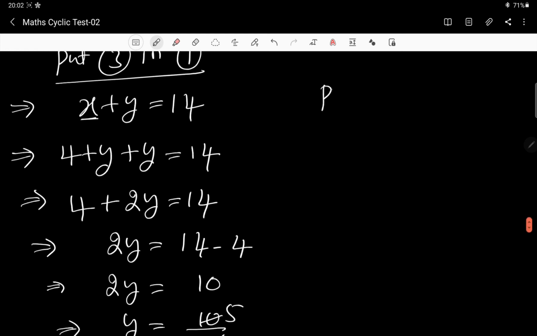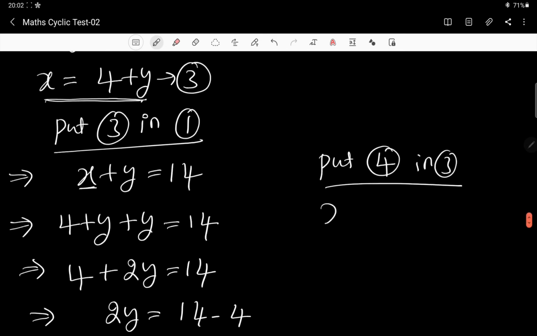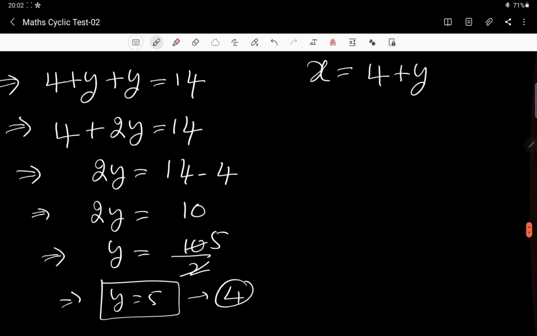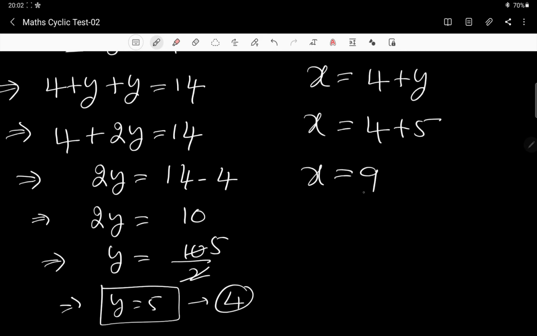All right. Now I will put this equation number 4 in equation number 3. What is equation number 3? You know equation number 3, that is x is equal to 4 plus y. So I'm going to get x is equal to 4 plus y, which means 4 plus 5. So x is equal to 9.